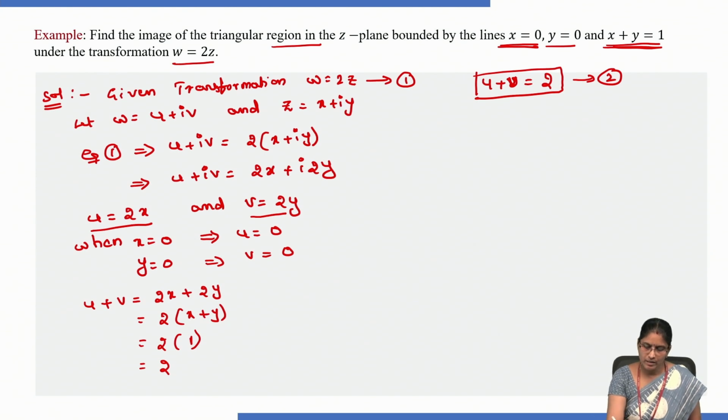Represent this in the Z plane and W plane. Because in the Z plane the lines given are x is 0, y is 0 and x plus y is equal to 1. In the W plane we get u is 0, v is 0 and u plus v is equal to 2. Take two planes.